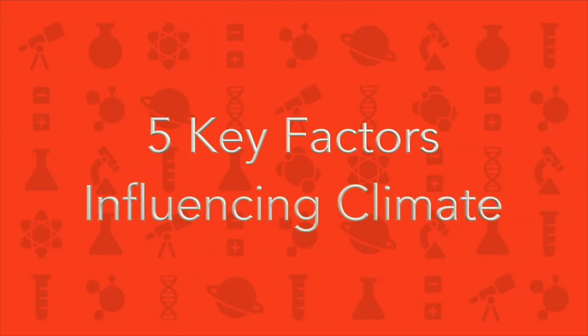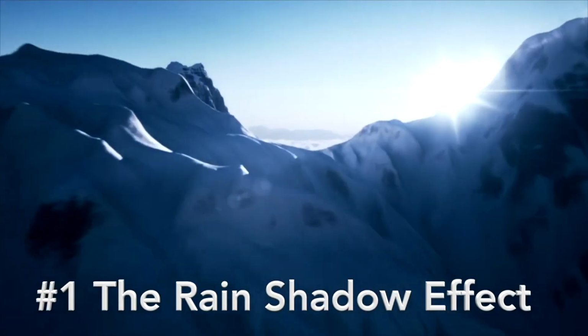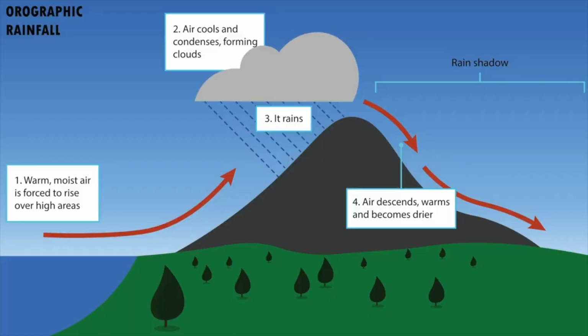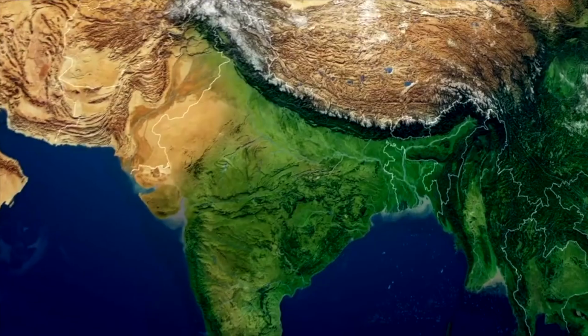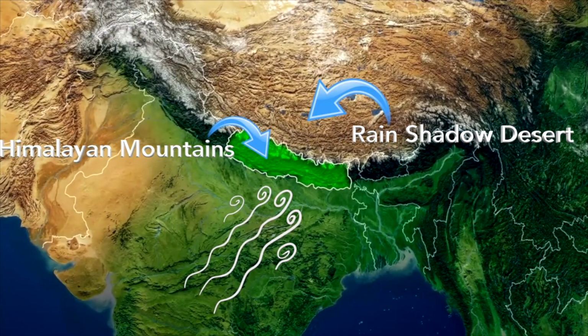There are 5 key factors that influence the climate of a region. The first, and my favorite, the rain shadow effect. When air goes up mountains, it cools and can't hold water vapor, so clouds form and then rain falls. Then the air is dry on the other side and you find deserts. Just take a look at the Himalayan mountains in Asia. Can you tell which side the rain shadow desert's on? I shouldn't admit this, but I always wanted to name my first kid Rain Shadow Wookner.